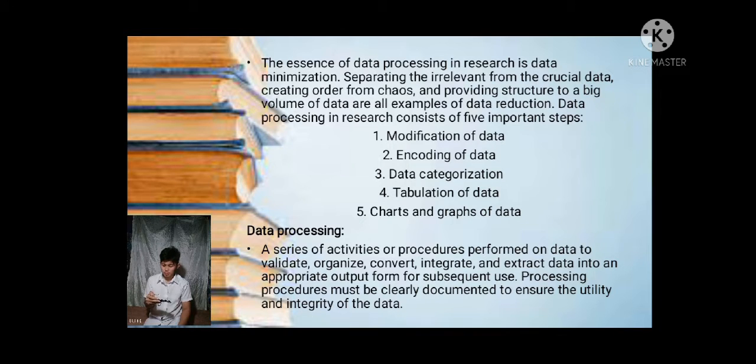Data processing is a series of activities or procedures performed on data to validate, organize, convert, integrate, and extract data into an appropriate output form for subsequent use. Processing and procedures must be clearly documented to ensure the utility and integrity of the data.